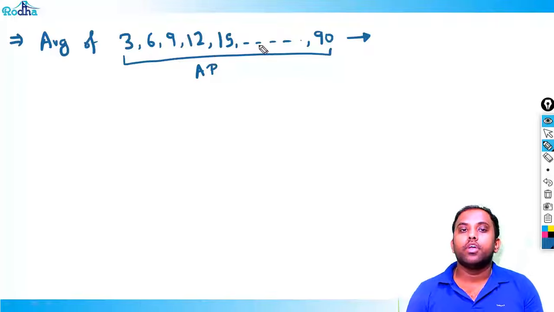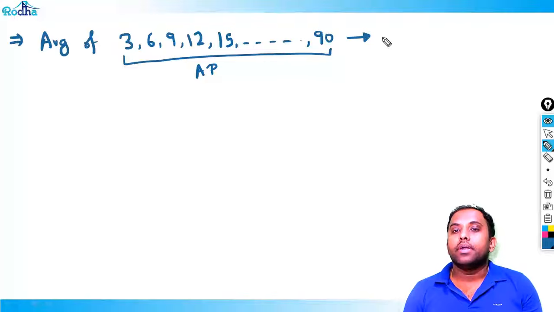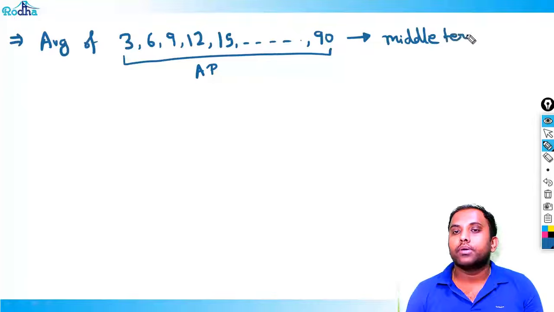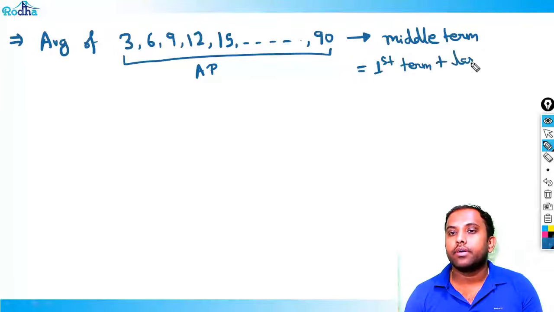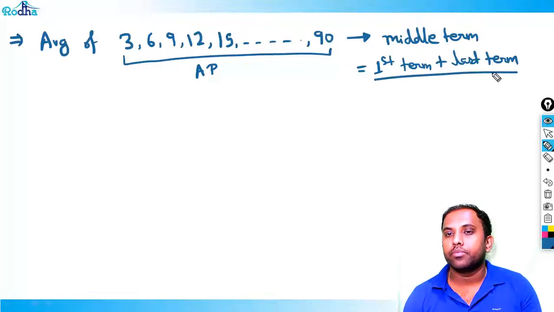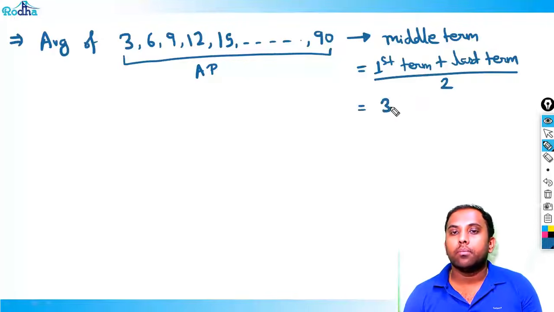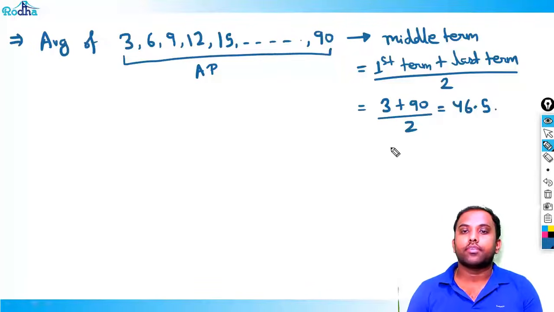It's an AP series. So what is the average? Average is the middle term, and the middle term is always calculated by first term plus last term by 2. So first term plus last term by 2, that is 3 plus 90 by 2, that is 46.5. Correct, 46.5. This is the average of the whole series, right?